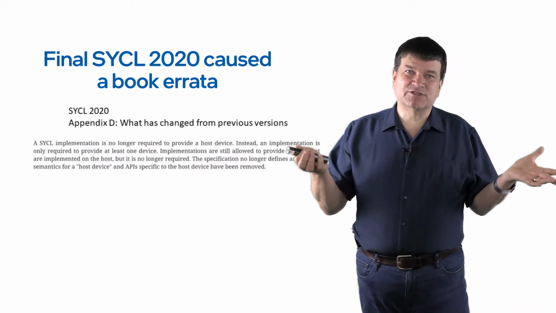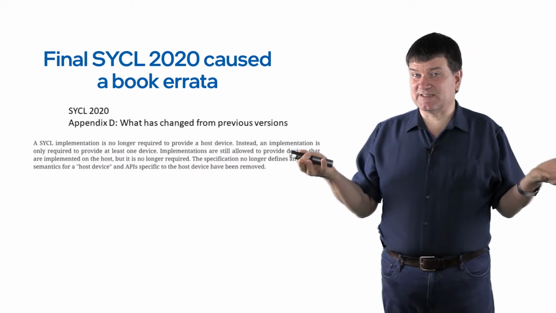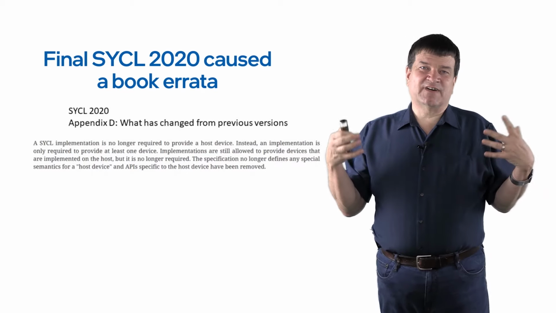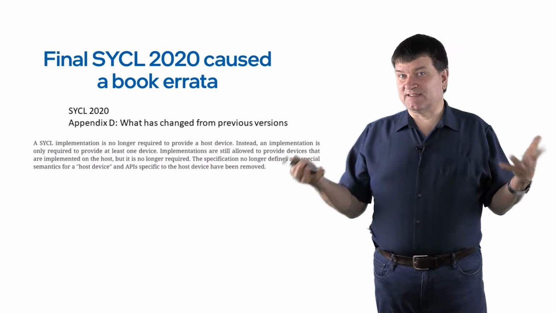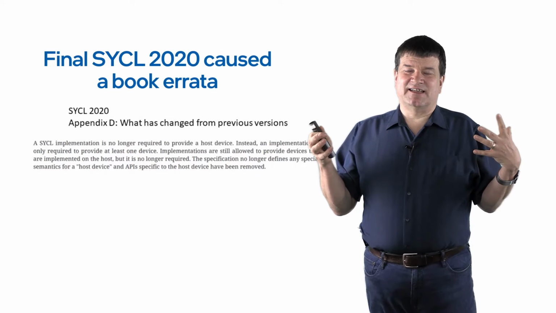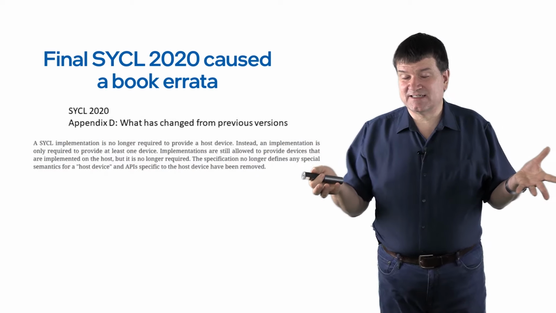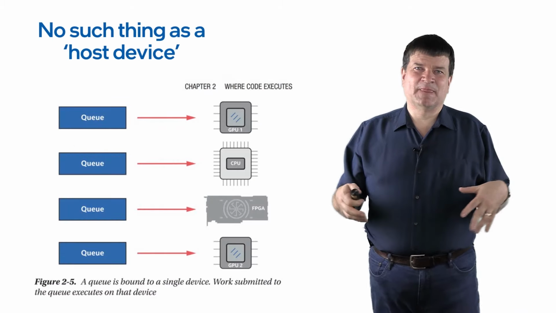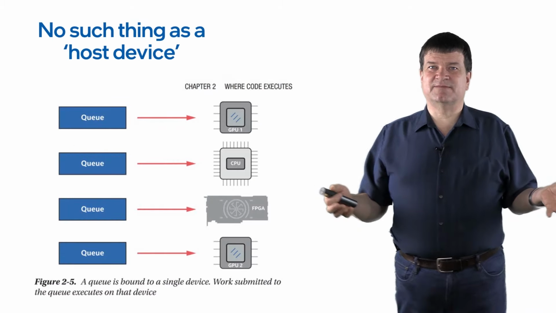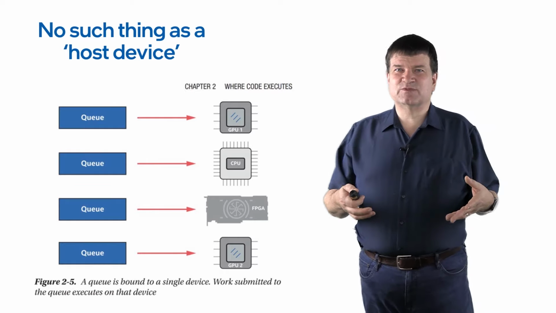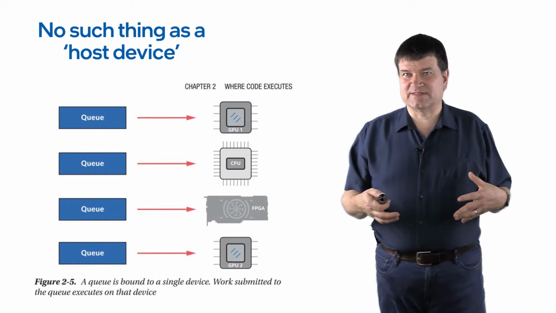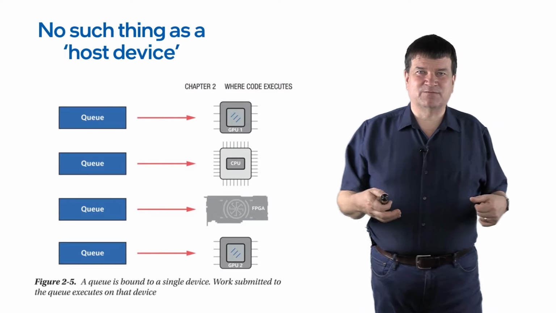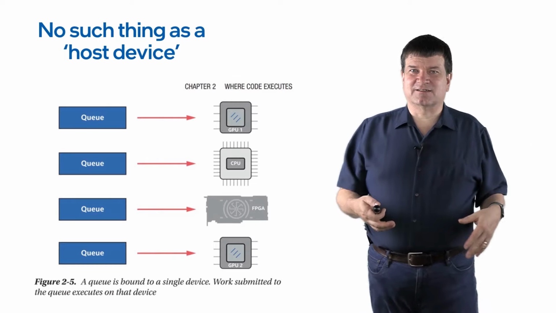Lastly, I will note that the final SYCL 2020 specification caused a book errata. You can find the information in the SYCL spec in Appendix D about what changed, and what changed in this particular case is the concept of a host device went away. Now, all devices are still supported, but the host device concept was dropped in the final SYCL 2020 specification after our book went to press. It's the only significant change we didn't predict when putting content in our book.